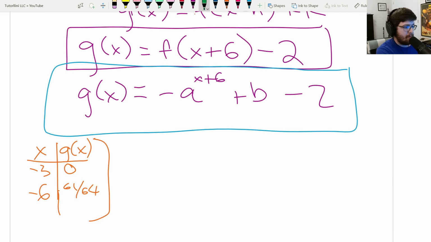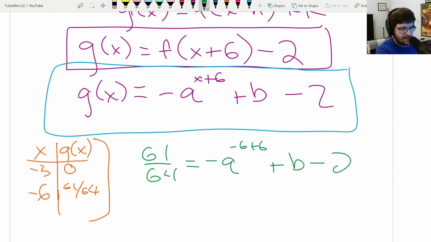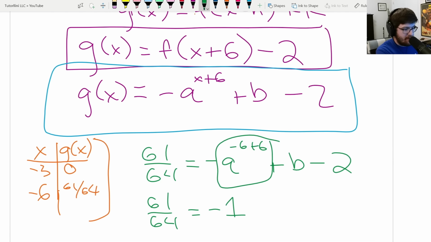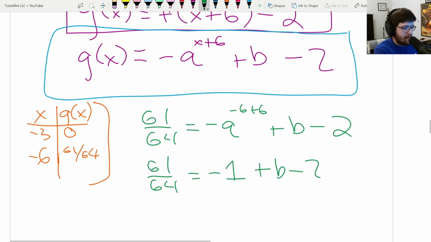So I'm going to put in the 61 over 64 for y equals -a to the -6 plus 6, plus b minus 2. Great. So -6 plus 6 is 0. A to the 0 is 1, but it's multiplied by a negative, so that's really -1. Anything to the 0 power is 1. That's one of your rules of exponents. Okay, so -1 minus 2 is -3. So this becomes b minus 3.